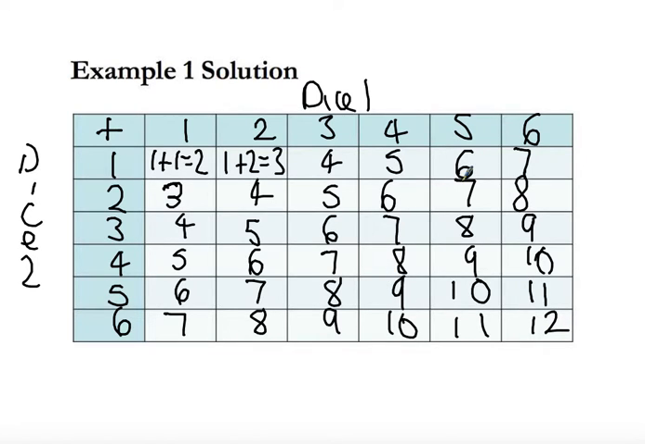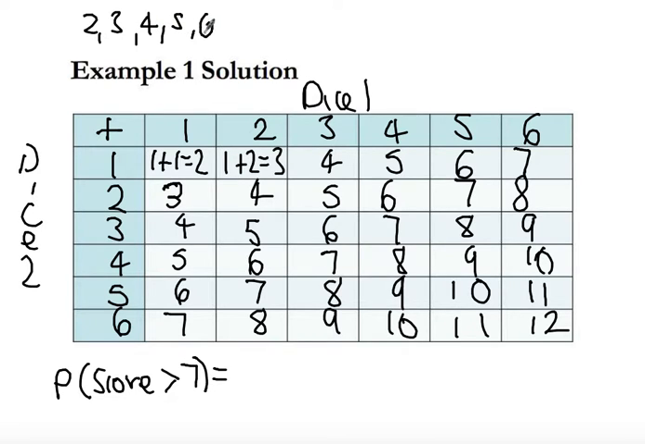Okay. Now, what we're asked in this question is to find the probability that the score is greater than 7. And the importance of these sample space diagrams is quite often people consider, okay, I'm going to roll a dice. What scores can I get? 2, 3, 4, 5, 6, 7, 8, 9, 10, 11, 12. And then what they do is they say, okay, what's the probability of rolling greater than a 7?